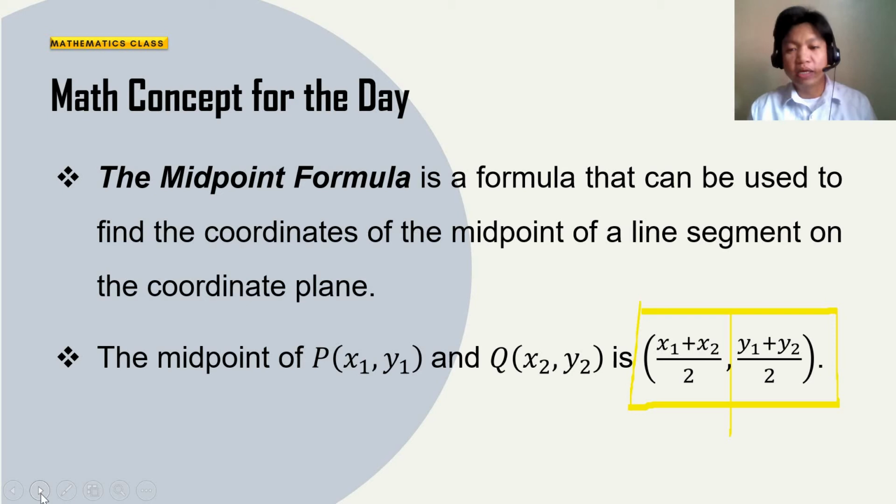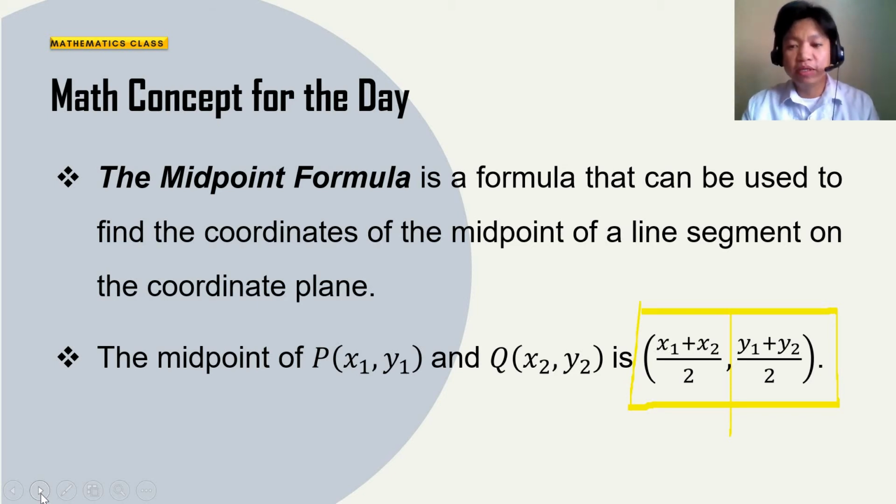So napakadali lang. You just get the average. No, ganun lang yan. You just add the values of x sub 1, x sub 2, and then you divide it by 2. So ganun din ang mangyayari para sa y. Okay, so for the ordinate, ganun din, you just add y sub 1, y sub 2, and then you divide it by 2. So that's how we're going to use yung ating midpoint formula.